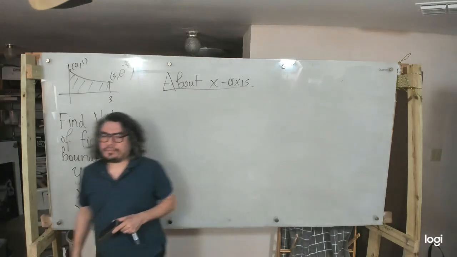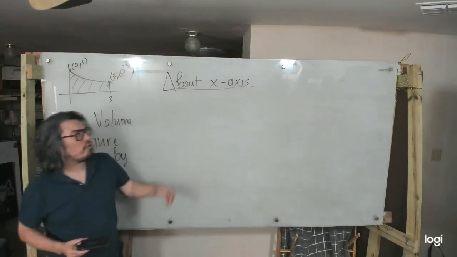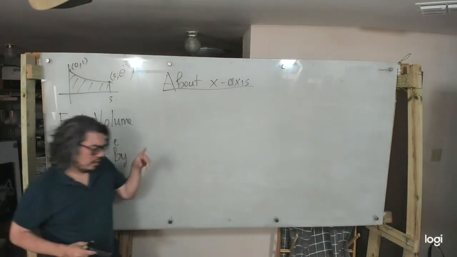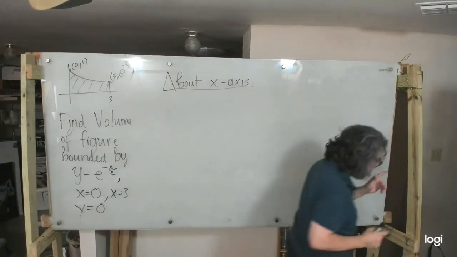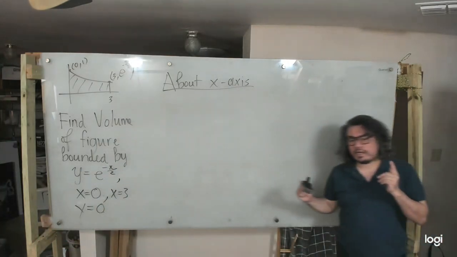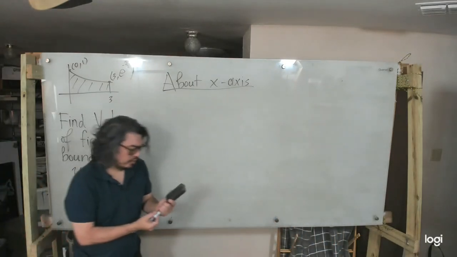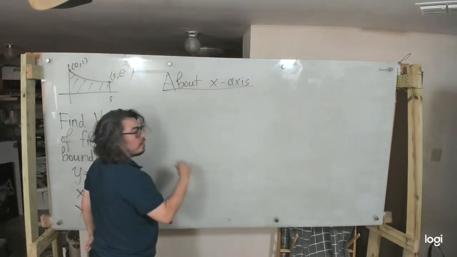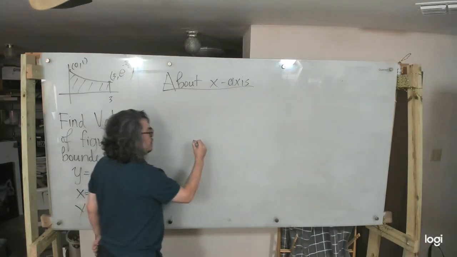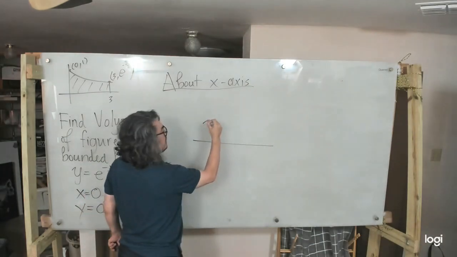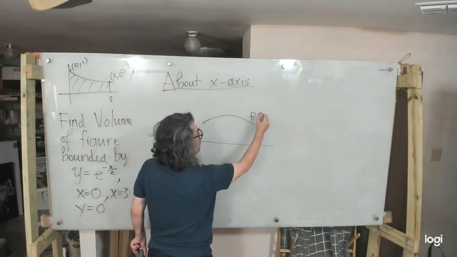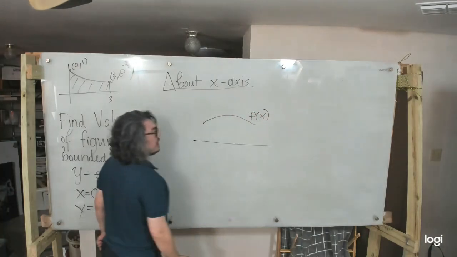So now I want to set up the integral for volume about the x-axis. But I want to remind you about the formula that we're going to use and the rationale behind it. Right now I'm just going to draw an f of x for the sake of our discussion, not related to the problem, just so that I can show you the idea about what's happening here.